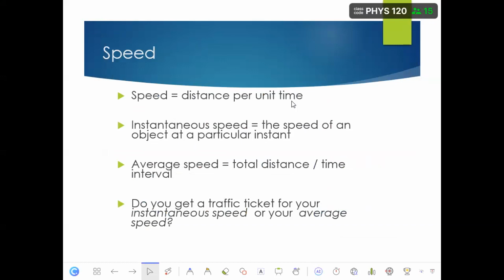So, question. You are driving your car and you get pulled over. And the police officer tickets you for your average speed or instantaneous speed. Probably 1 second before, you were below the speed limit, but 1 second after, you were above the speed limit. But the camera just catches your instantaneous speed. When it catches you, then the police officer.